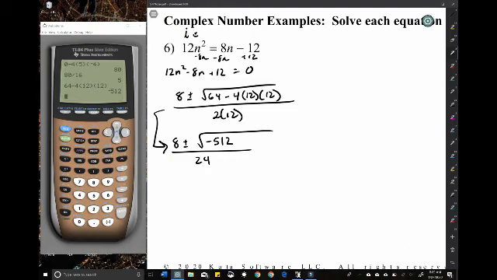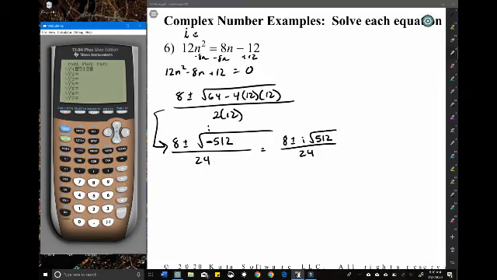Okay, so we've got more things going on here. The square root of 512, well, it's negative. That means i is involved. So really this is 8 plus or minus i roots of 512 all over 24. Next, let's think of 512 and what perfect squares go into that. Or maybe it is a perfect square. Is 512 a perfect square? Look at that, no it's not.